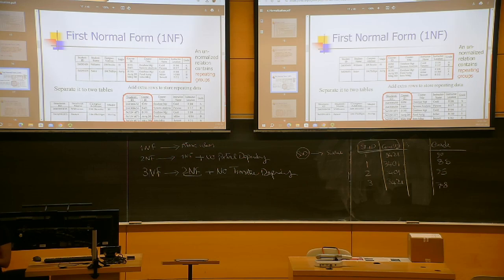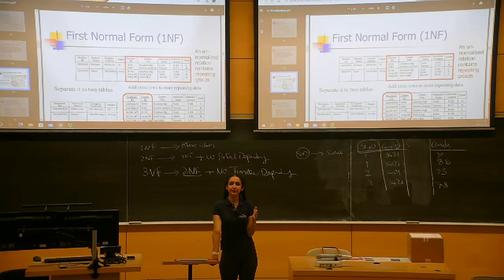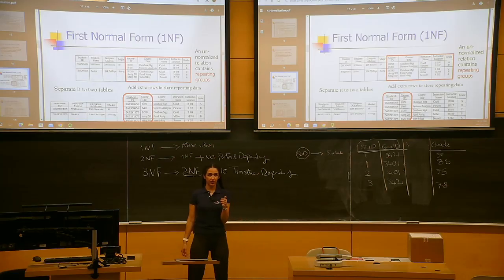Yeah, non-key columns, right? So when non-key columns depend on each other. So for instance, do we have a transitive dependency? Transitive dependency is the dependency between non-key columns. By non-key, I mean non-primary key, okay?